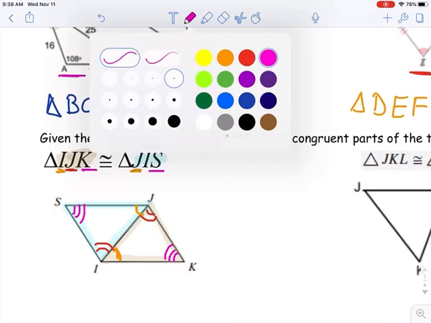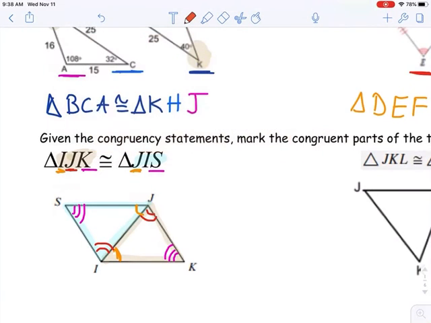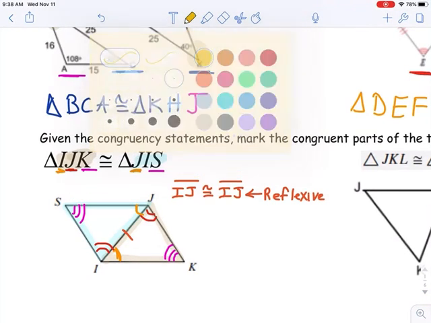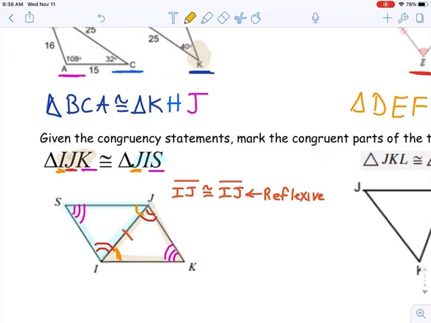Next, now watch this. This part's very important. IJ. I'm putting in a tick mark right there. Now a little fun fact, IJ is a shared side. IJ is congruent to IJ. This is like a bonus fact. We know this is true by the reflexive property. Even if these triangles weren't congruent, that side would be because it's a shared side. Wow.